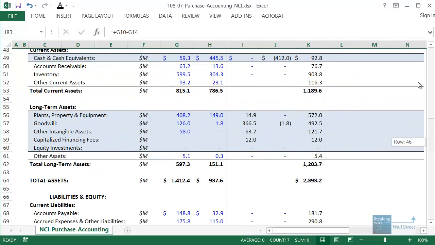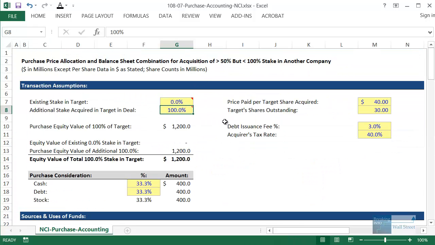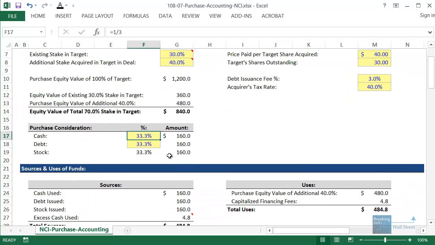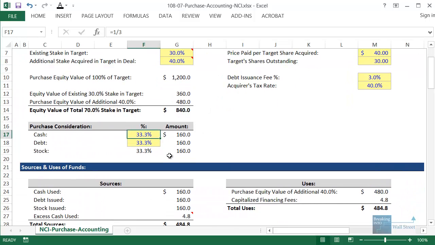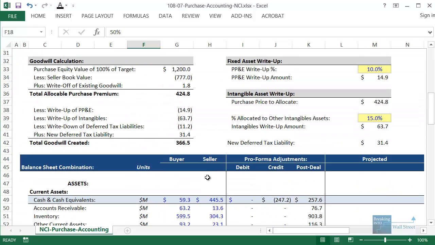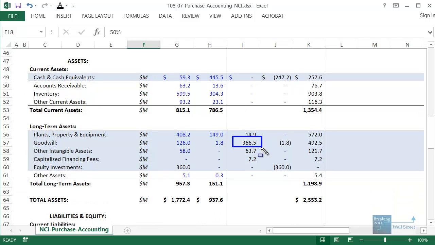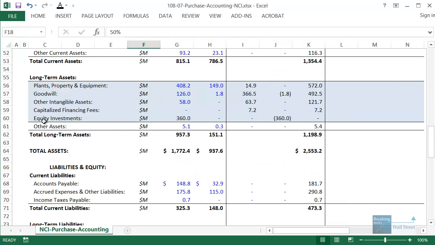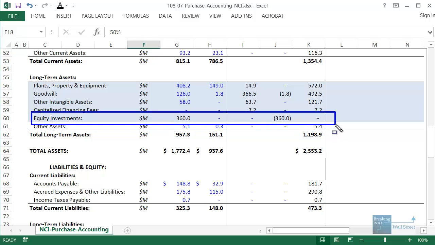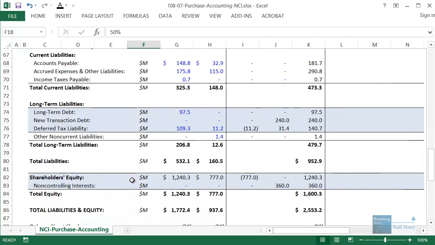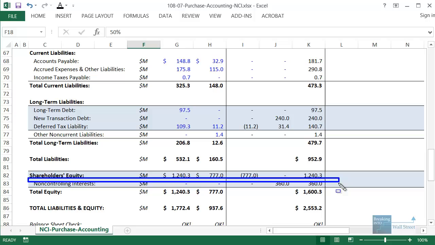If you wanted to go back in and play around with other things here, so let's say, for example, that you wanted to change the amount of cash, debt, and stock that you used. So say 50% cash and 50% debt and no stock. Everything is pretty much the same. We still create the same amount of goodwill. The amount of cash, debt, and stock that you used are different, but the goodwill stays the same. The treatment of the equity investment also stays the same. And then if you go down further, the treatment of the non-controlling interest stays the same.